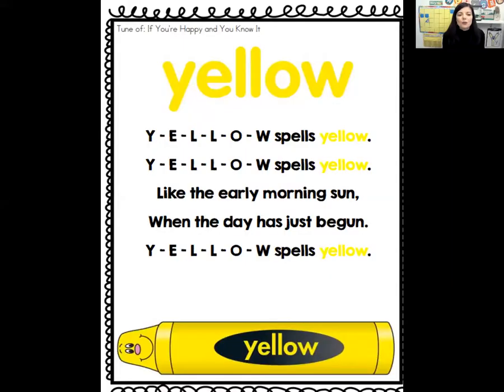Well, our color today is next, and our color starts with the letter Y. It's the color yellow. Y-E-L-L-O-W spells yellow. Y-E-L-L-O-W spells yellow. Like the early morning sun when the day has just begun. Y-E-L-L-O-W spells yellow.